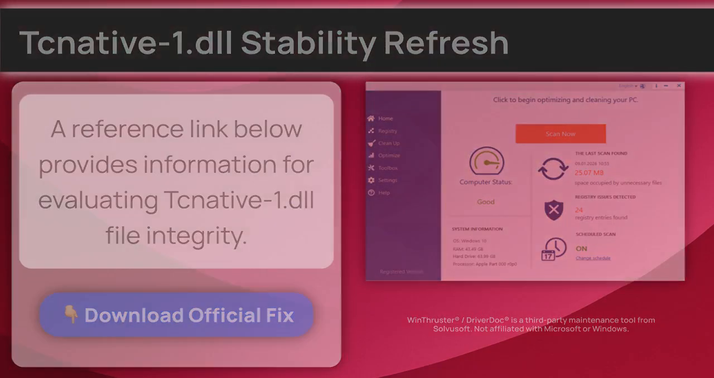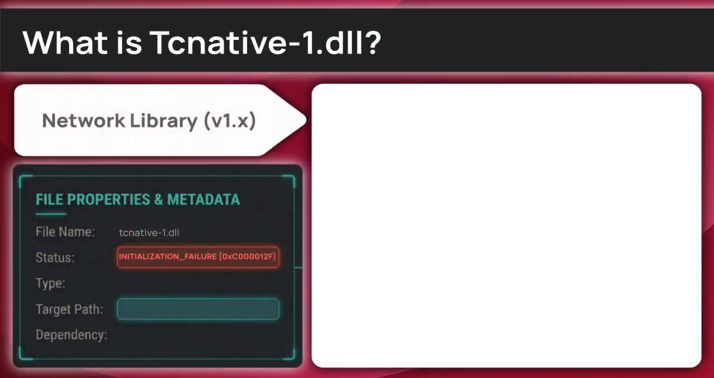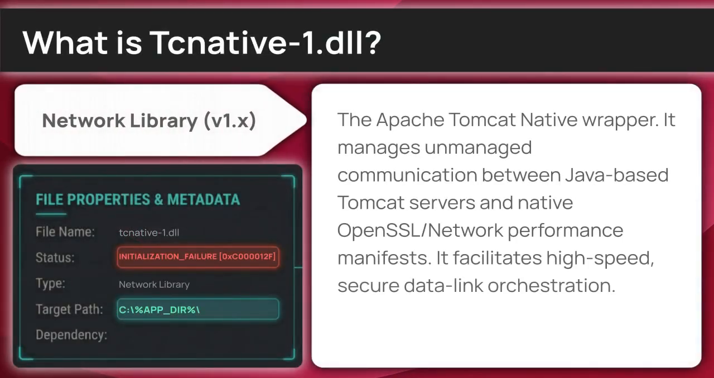This is the tcnative-1 library, the Apache Tomcat Native wrapper. It manages unmanaged communication between Java-based Tomcat servers and native OpenSSL and network performance manifests. It facilitates high-speed, secure data link orchestration.